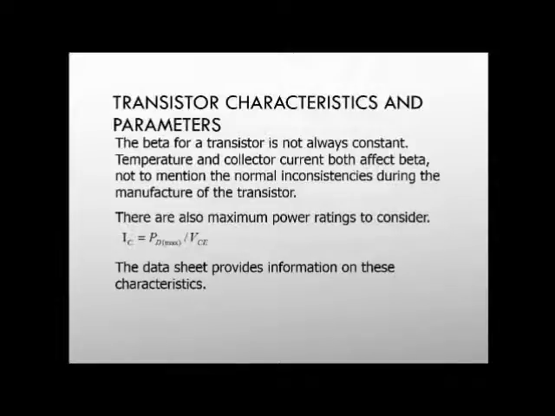Now the beta for a transistor is not always constant. Temperature and collector current affect beta. I have said before that for a given transistor beta is constant, but it changes with the parameters of collector current and temperature or normal heating also. So there are also maximum power ratings to be considered, like IC is equal to the maximum power divided by the voltage across VCE.